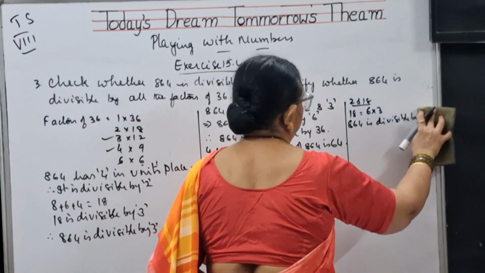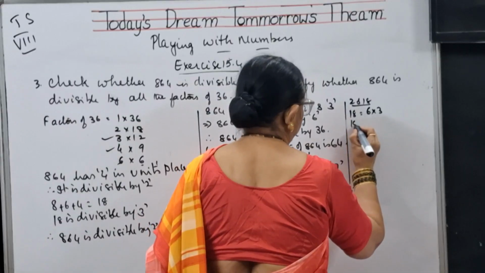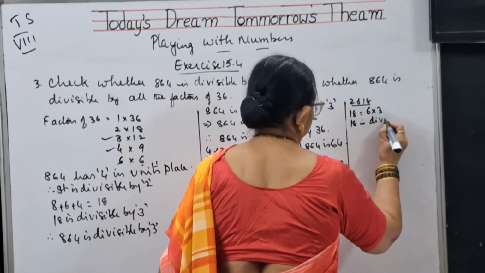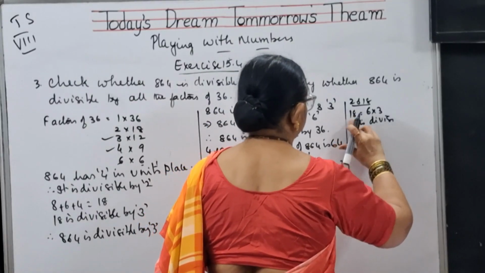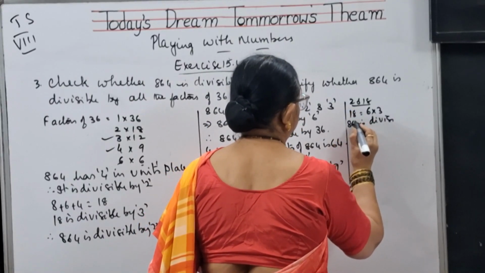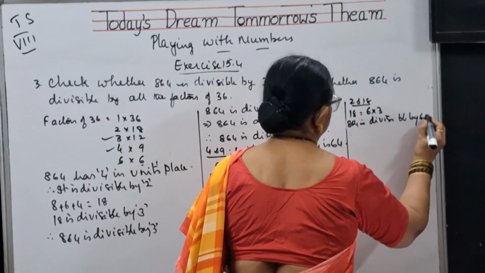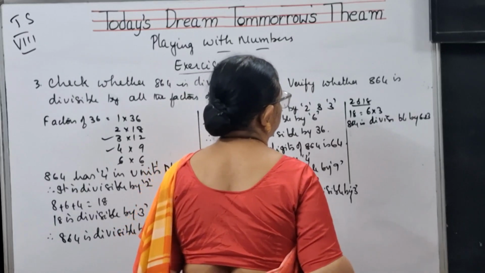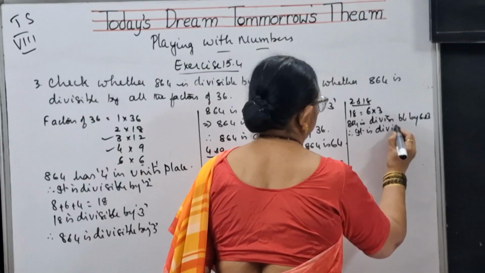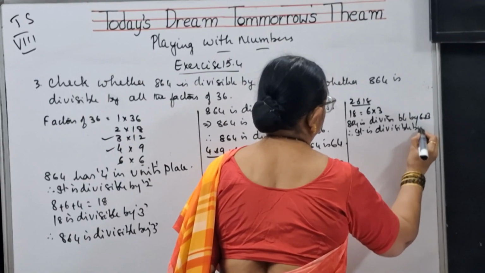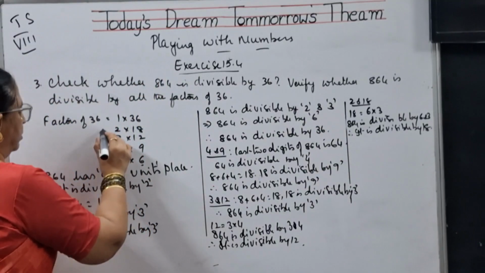18 is divisible by 6 and 3. Let me write directly. What is the number? 864. 864 is divisible by 6 and 3. Therefore, since it is divisible by 6 and 3, it is divisible by 18.